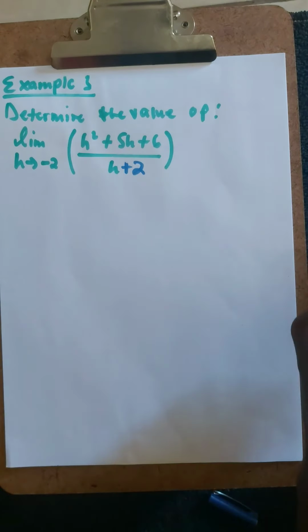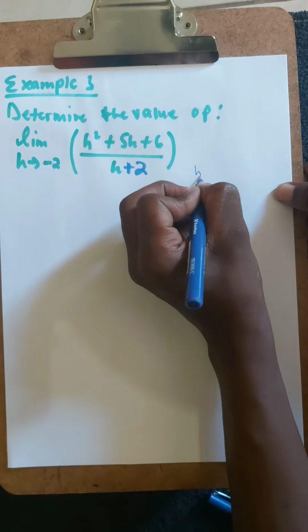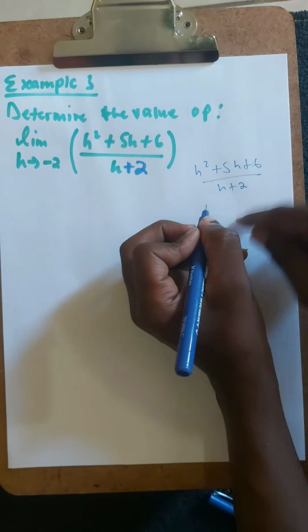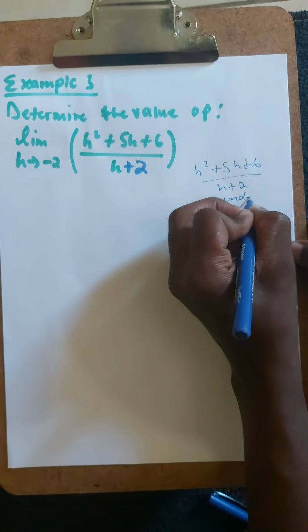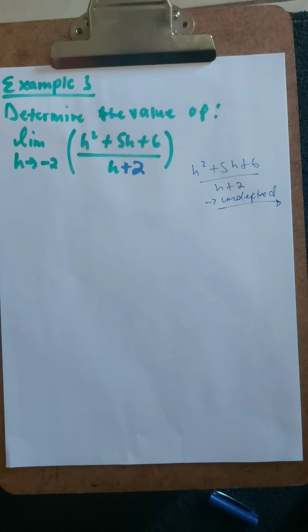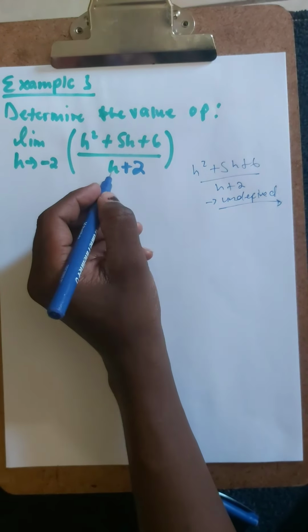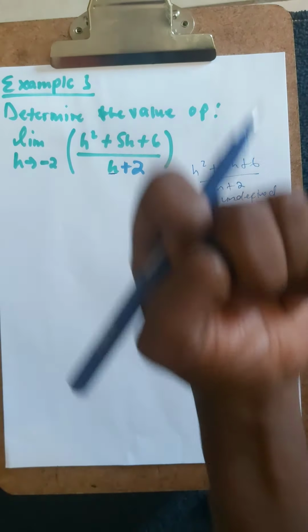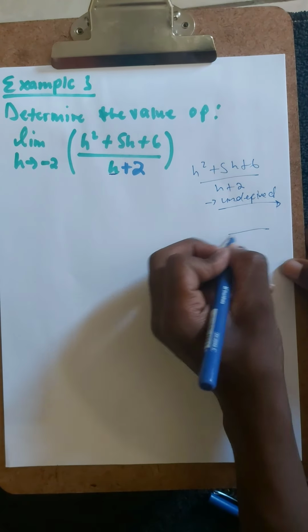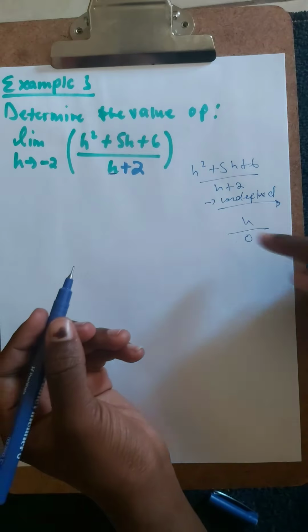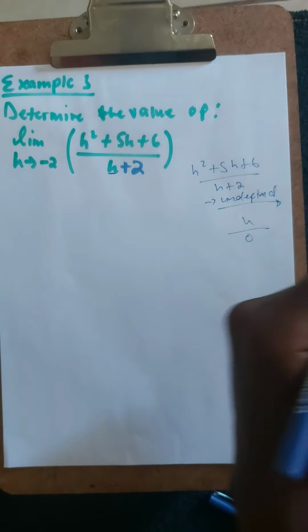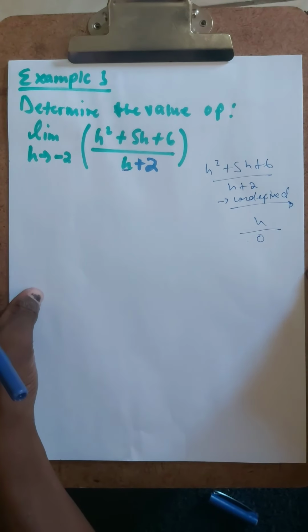So you're going to substitute. Use your calculator and check: h squared plus 5h plus 6, divided by h plus 2. When we substitute minus 2, you realize you get undefined. The denominator is 0, and the denominator must not equal 0. Once the denominator equals 0, it's undefined. Then it means we need to factorize.